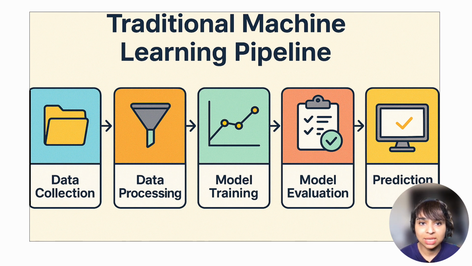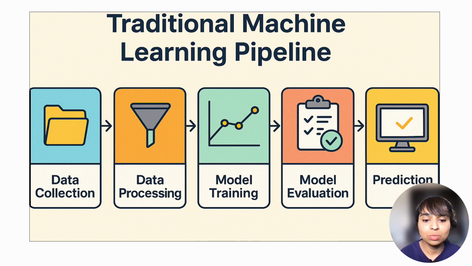Now in this slide, let's look at the traditional machine learning pipeline. Before we get into how SageMaker simplifies everything, let's see how the traditional machine learning workflow looks. I have divided it into 5 blocks. Of course, you can divide it into multiple subgroups if you want, but the major ones are data collection, data processing, model training, model evaluation, and prediction.